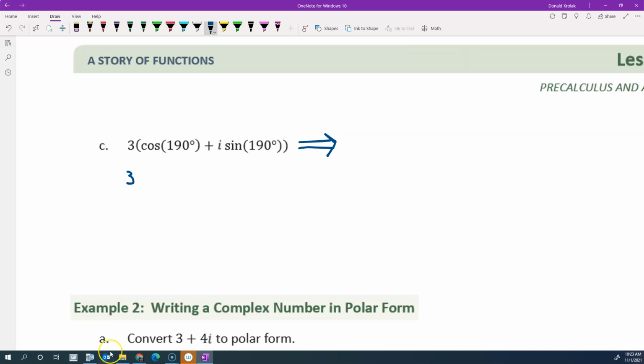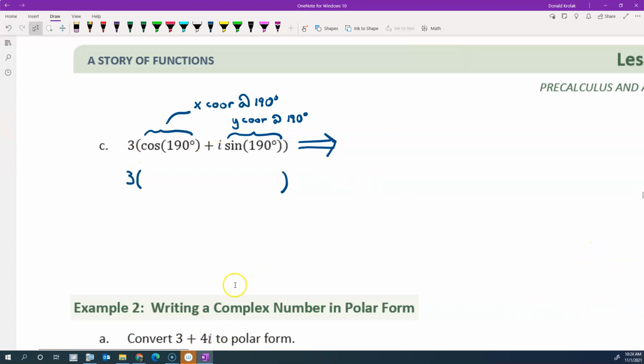So that's 3. Now what you have to do is figure out what's the x coordinate at 190 degrees, and what's the y coordinate at 190? Well, 190 is not on your unit circle. So you're either using your phone or your calculator, Desmos.